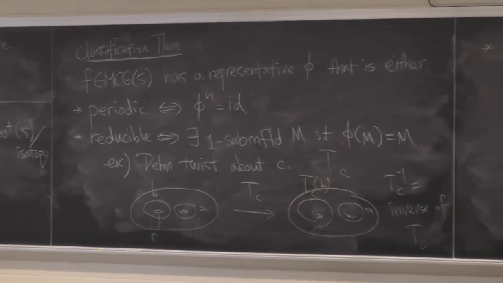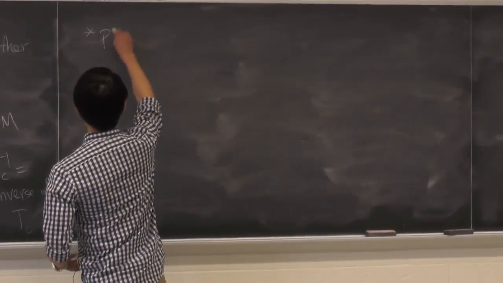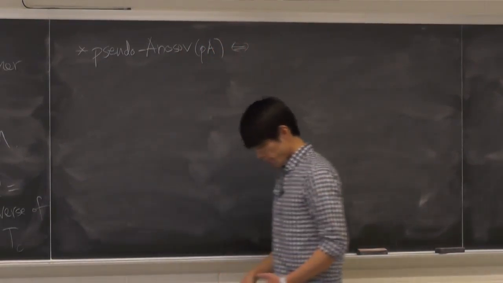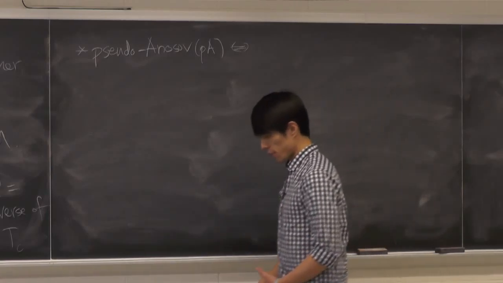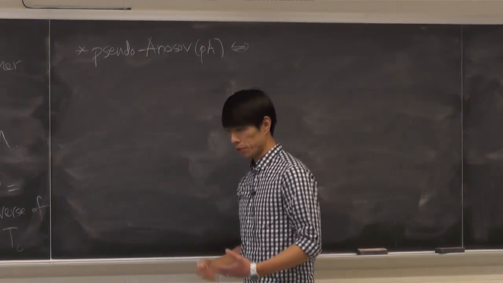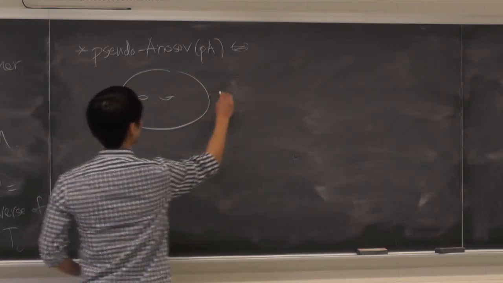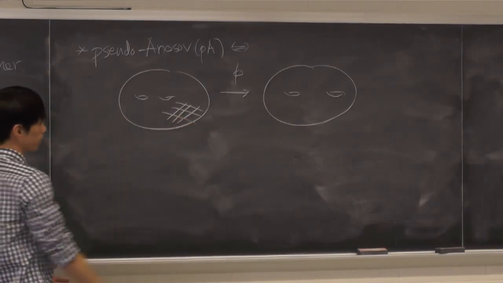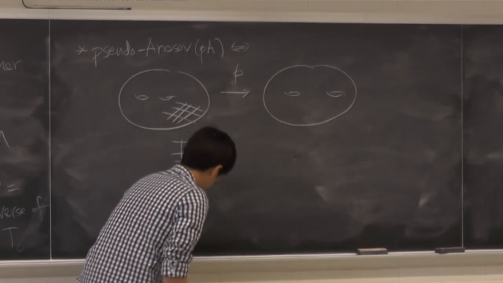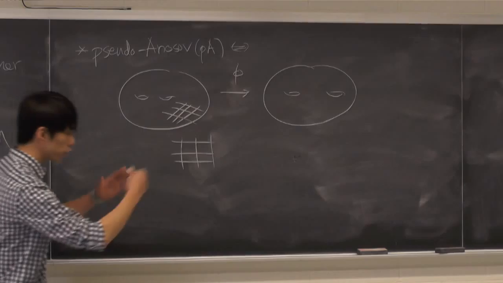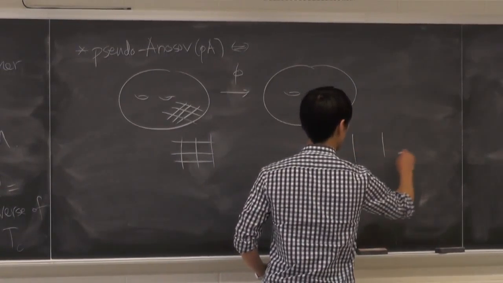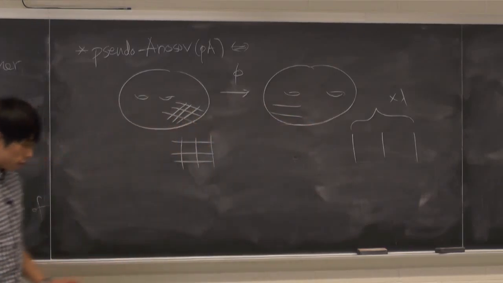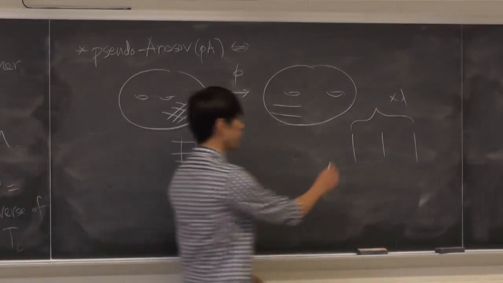And the most interesting type is maybe the pseudo-Anosov mapping classes. It is called pseudo-Anosov if there are two singular measured foliations. Under this homeomorphism, one foliation is stretched by some number, lambda, and the other foliation is contracted by lambda.